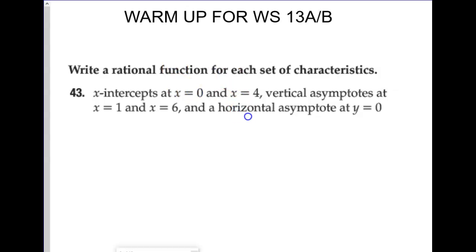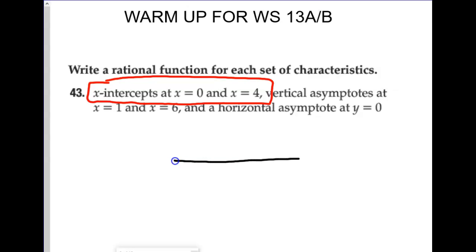All right. This is not on a worksheet anywhere, guys. Just walk through this one with me. Let's see what you can come up with. Look at your yellow sheet for a little inspiration here. What if I told you we have a rational function that has an x-intercept at 0 and at 4? First of all, where in my rational function, numerator or denominator, do I go looking for my x-intercepts?